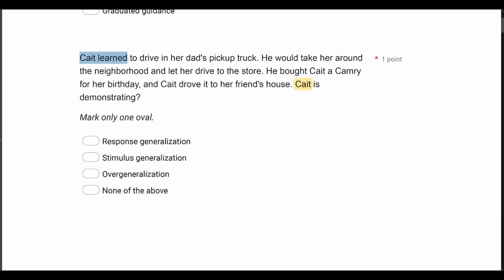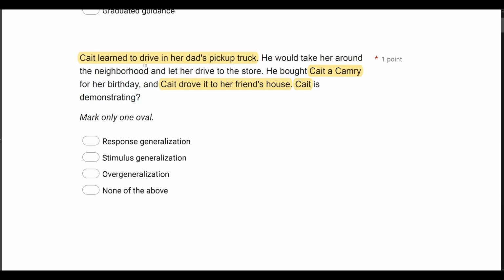So we know Kate learned to drive in a pickup truck. She'd drive to the store, and then her dad bought her a Camry, which she drove to her friend's house. So she learned to drive in a pickup truck. She learned that response in the pickup truck. Now she's able to do what? Well, now she can drive a Camry. So what has she demonstrated? A, response generalization. Well, with response generalization, we have multiple responses occurring in the presence of one stimulus.